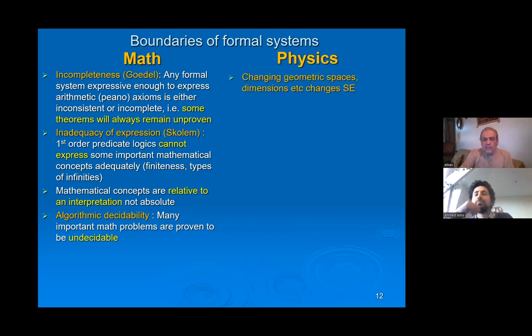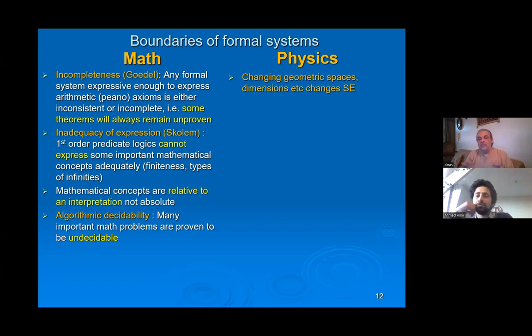Now, what happened in physics is something similar. At approximately the same time, they started to change geometric spaces, dimensions, and so on. And they found out that when we change these things, scientific evidence changes. All of a sudden, the experiments give me something else. Oh my God, this means that experiments are also not giving the absolute truth.